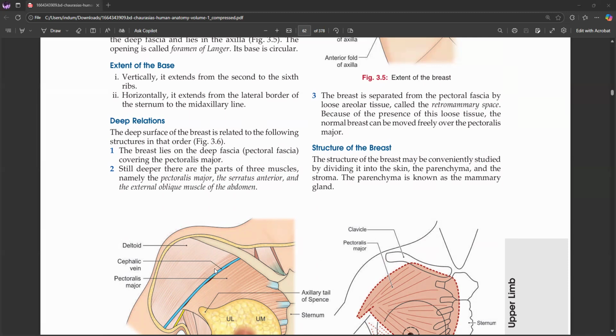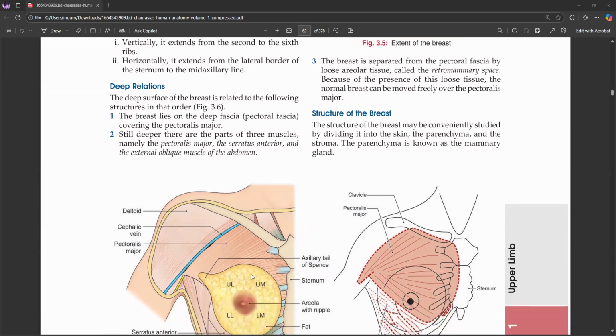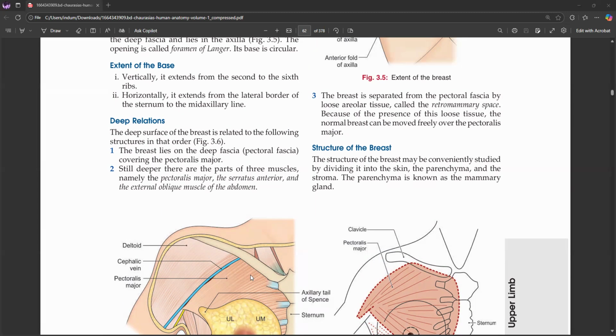Deep relations. The deep surface of the breast is related to the following structures in that order. Figure 3.6. The breast lies on the deep fascia, which is pectoral fascia covering the pectoralis major. Still deeper, there are parts of three muscles, namely the pectoralis major, the serratus anterior, and the external oblique muscle of the abdomen.